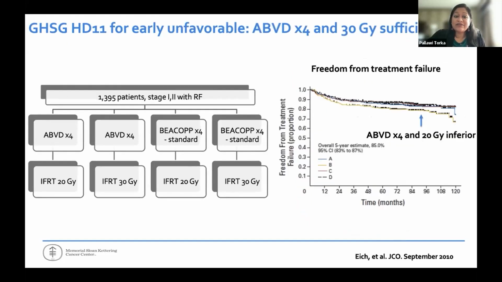In early stage unfavorable, they kind of tried to do the same experiment using ABVD versus BEACOPP and 20 gray radiation versus 30 gray radiation. But in this case, 30 gray radiation won. So basically, ABVD times 4 and 30 gray radiation was good enough. You didn't have to do any more.